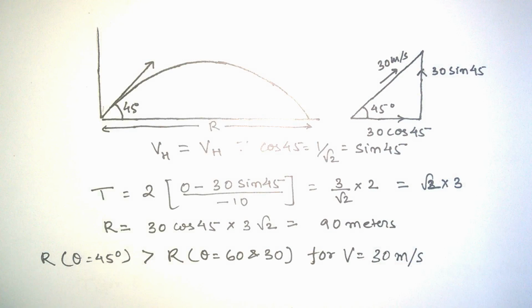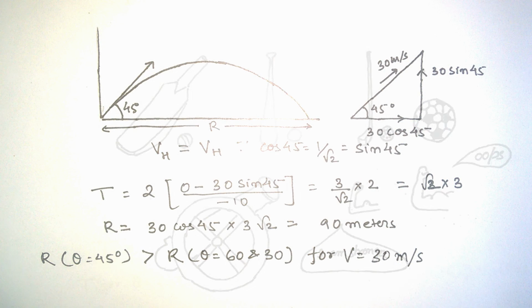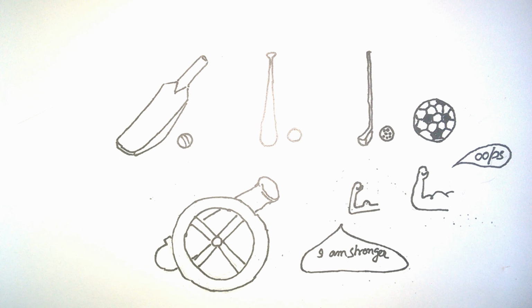So if you want to throw a ball for a longer distance without wasting much of your energy, then throw the ball with the same energy but at an angle of 45 degrees from the horizontal. This part of physics is really important for sports like cricket, football, baseball, golf, etc. and also in the case of wars and defense.